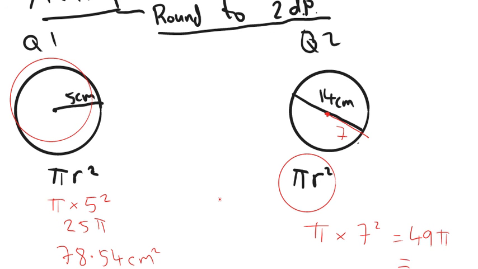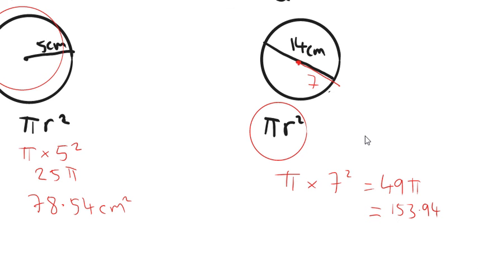Now that is in terms of pi. So if we press the SD button, we get 153.94. And that's when we round it off to two decimal places. It's actually 153.93804. So that's rounded off to two decimal places then. And our area, again, anytime we give an answer with area, it's always in centimeters squared or meters squared or something squared.